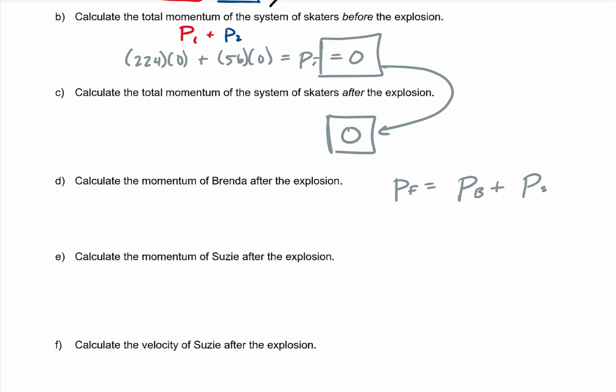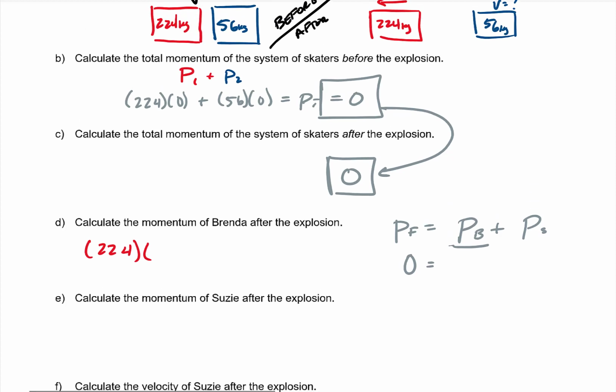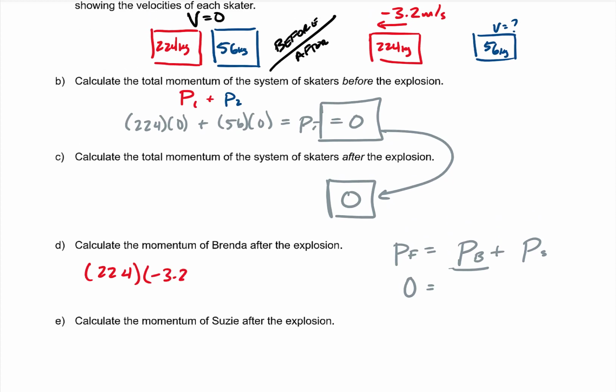And what we're going to do in D, E, and F is just solve for those parts. I already know that the final momentum after the explosion is 0. But if I want Brenda's momentum, that's going to be Brenda's mass, 224, times Brenda's velocity, negative 3.2 meters per second. So Brenda's momentum comes out to be 716.8 kilogram meters per second. But it's negative because she's going backwards.